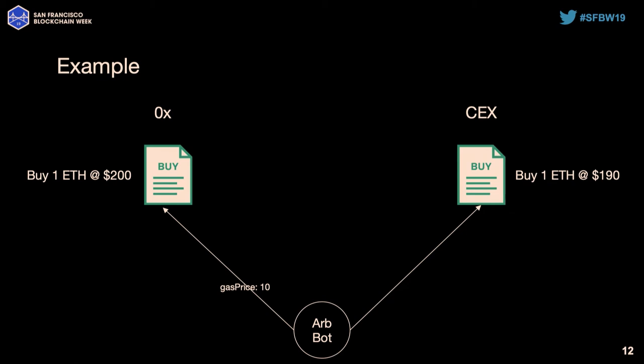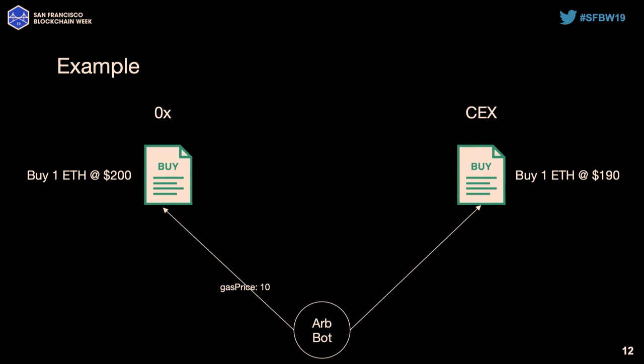We have a buy order on 0x to buy Ether at $200. And the price quickly gaps down to $190 on a decentralized exchange. Our bot quickly sees this opportunity, and they submit a transaction to sell the Ether at $200. Arbitrage bots today make up something like 20-25% of overall DEX volume. It's fairly large, and they are extremely advanced.